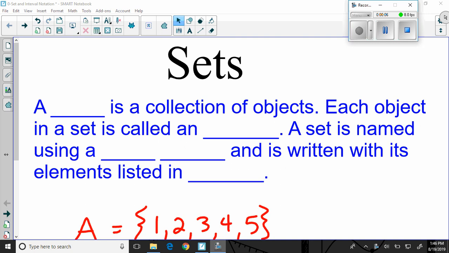In this video, you're going to learn about set and interval notation. And we're starting with this because we will use this notation throughout the course, so I want to make sure you have a good understanding of it. But let's start with sets.